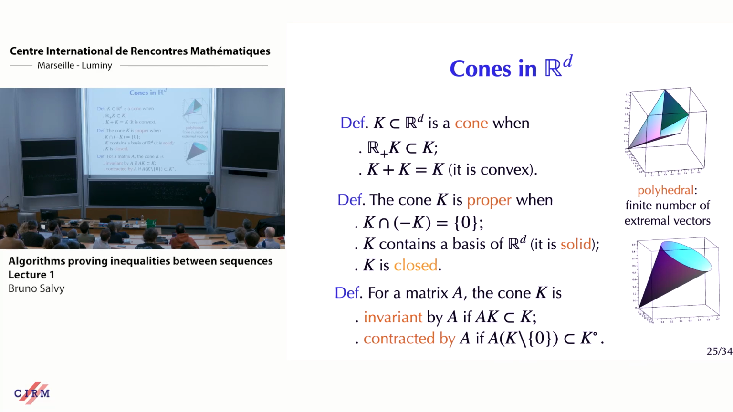And then we will have a cone and we will have a matrix. The cone is invariant by the matrix if, when I take a vector in the cone, I apply the matrix, I get a vector in the cone. And it's contracted by the matrix if I take a vector in the cone, apply the matrix, and I am inside the interior of the cone, even if my vector was on the boundary. Contract the cone. Okay. And it turns out that those properties can be characterized, can be seen on the spectrum of the matrix.